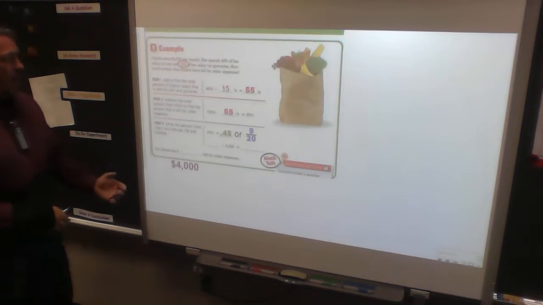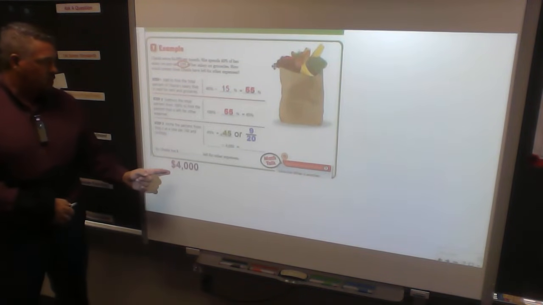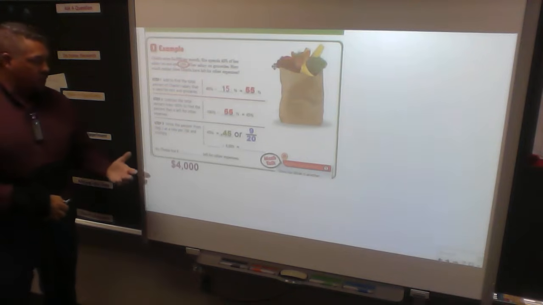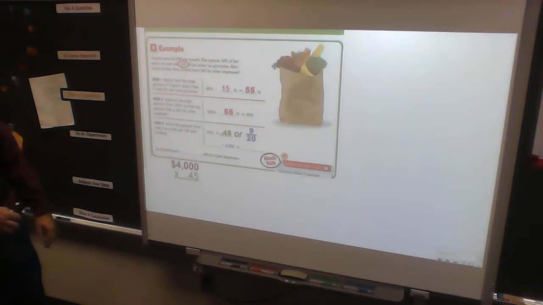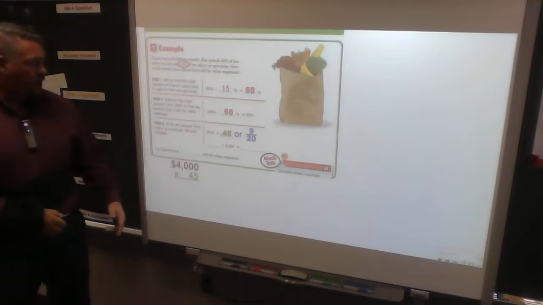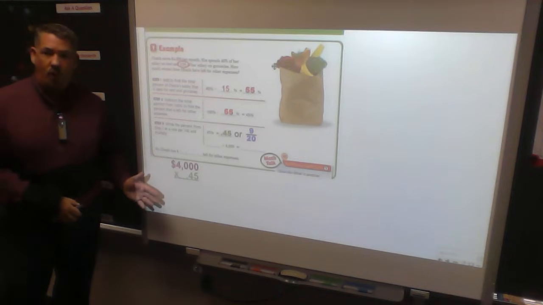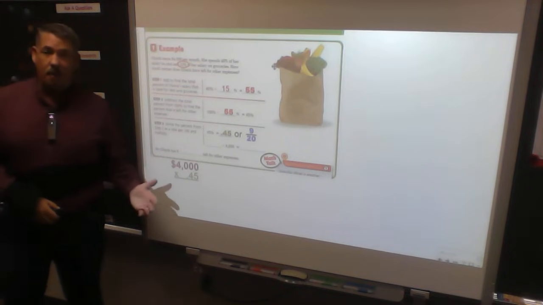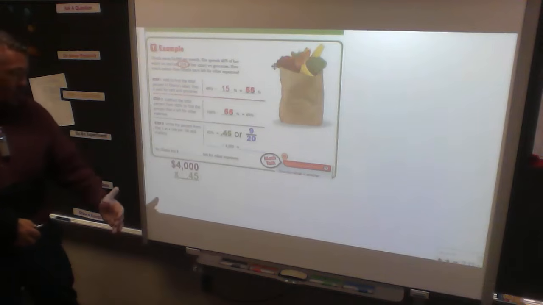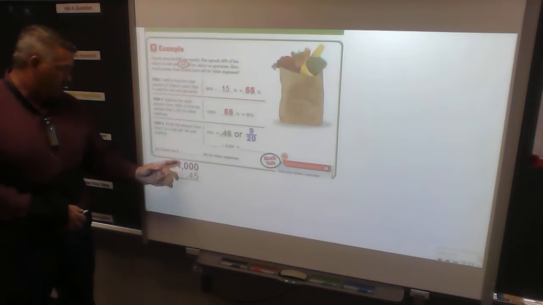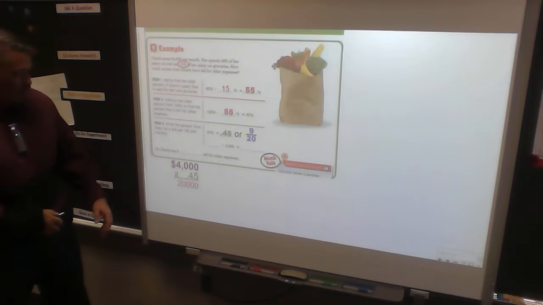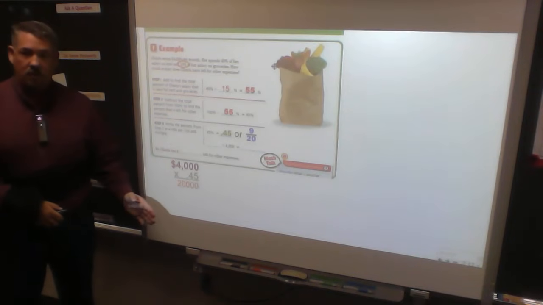So as I'm working it out, we know we have $4,000. We're going to be finding first, then, we're going to use the decimal of 0.45. So 45 hundredths times 4,000. Now you could just type it into your handy-dandy calculator, but showing your work, we have 5 times 0, 0, 0, and then times 4, which is going to give me 20,000.